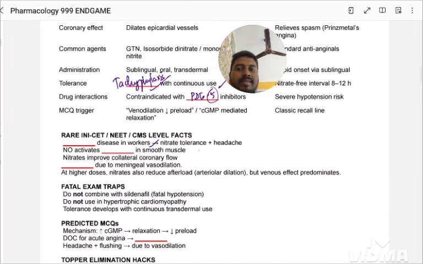Dash disease in workers causes nitrate tolerance and headache. This is Monday disease. This is due to exposure to nitrates during their work. Nitric oxide activates dash in smooth muscle. It activates guanyl cyclase, which increases cGMP. Dash is due to meningeal vasodilation. What happens? Headache occurs due to meningeal vasodilation.